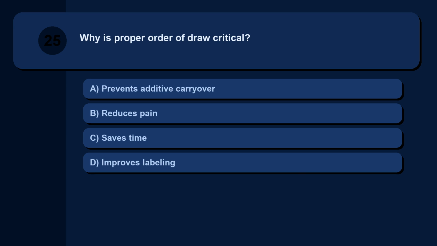Question 25. Why is proper order of draw critical? Prevents additive carryover, reduces pain, saves time, improves labeling. Additive carryover can dramatically alter test results, leading to dangerous clinical errors. Following the correct order protects specimen integrity and patient safety.